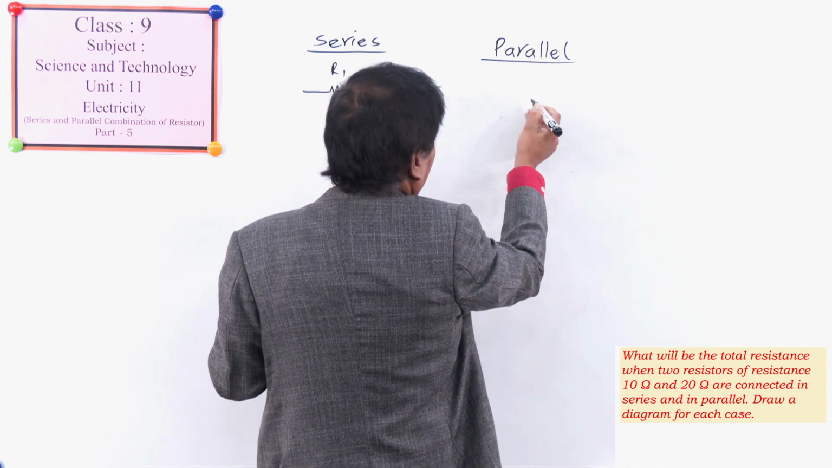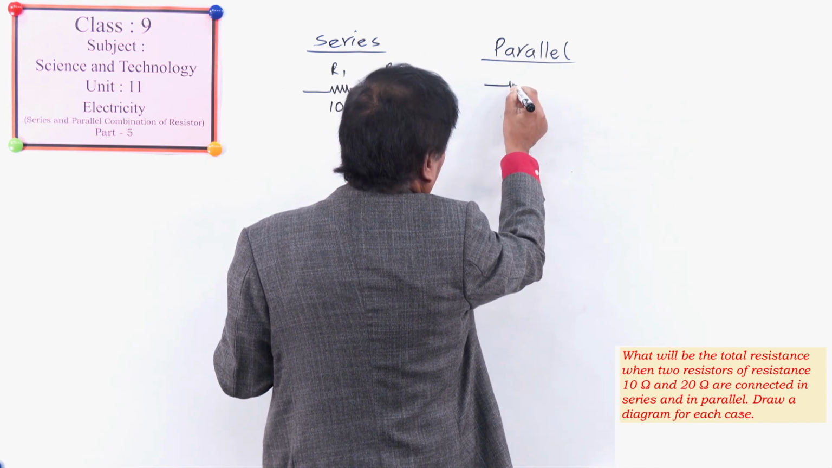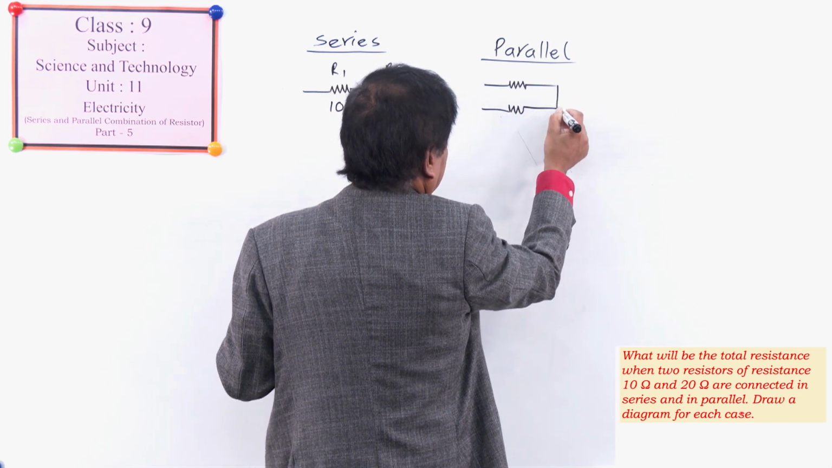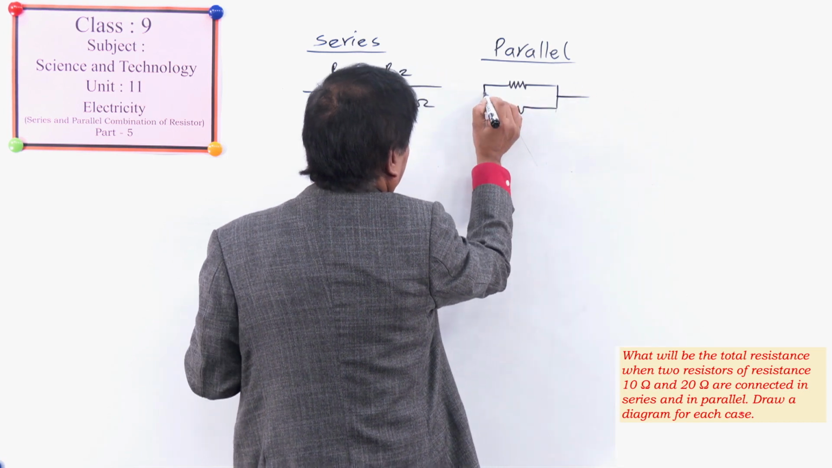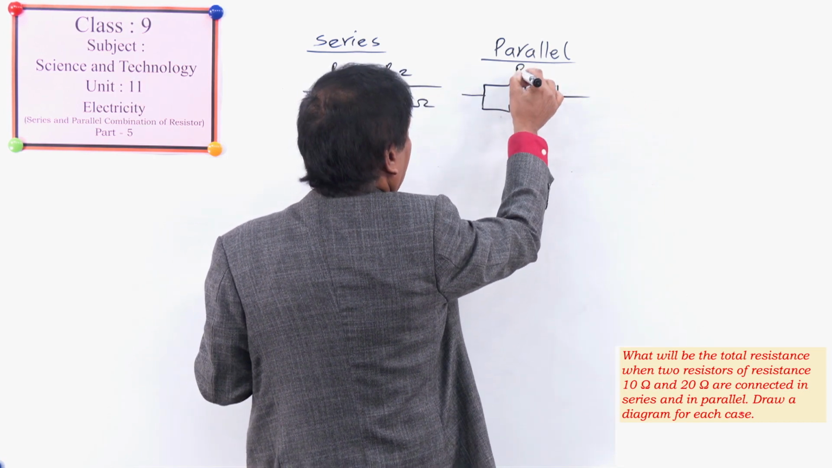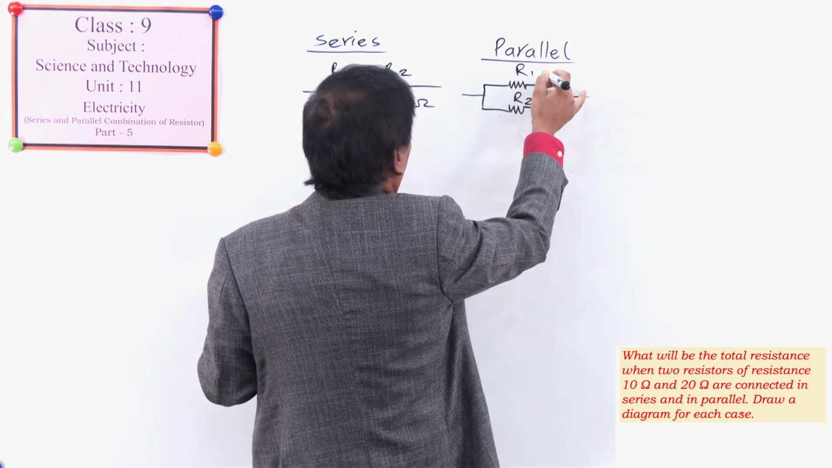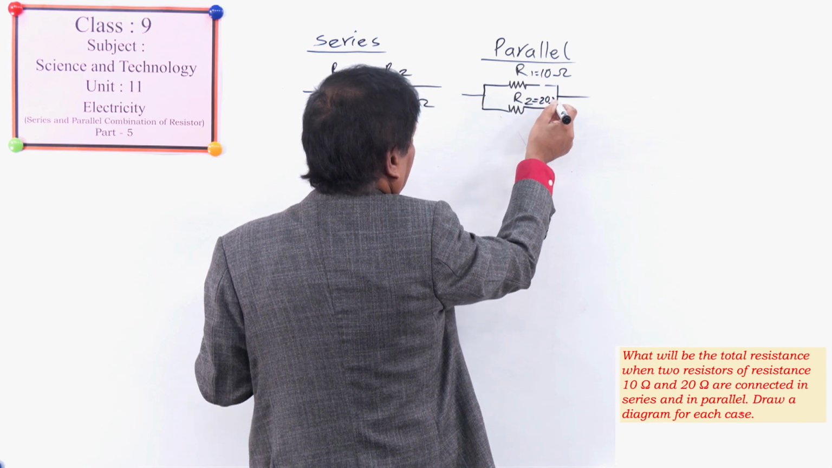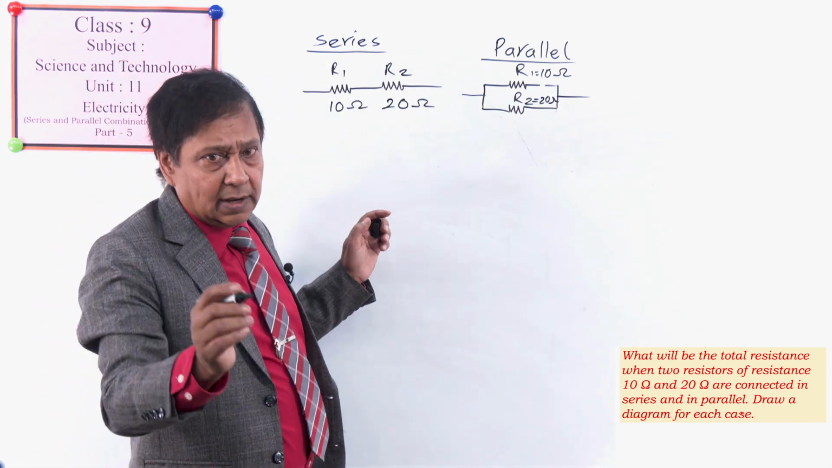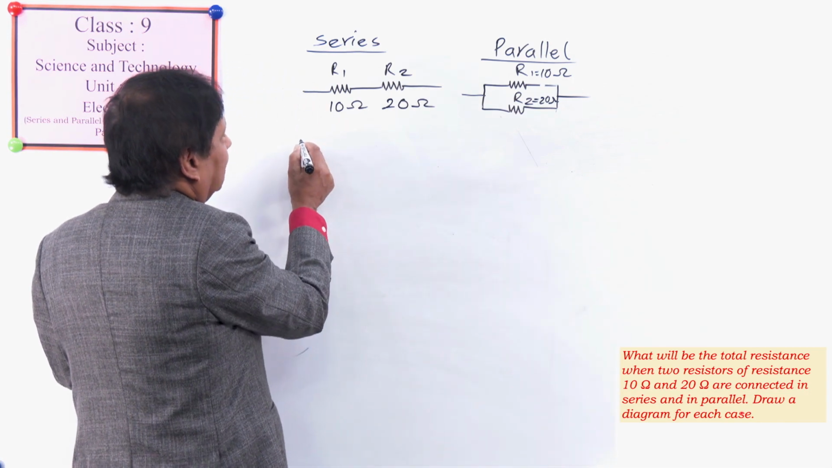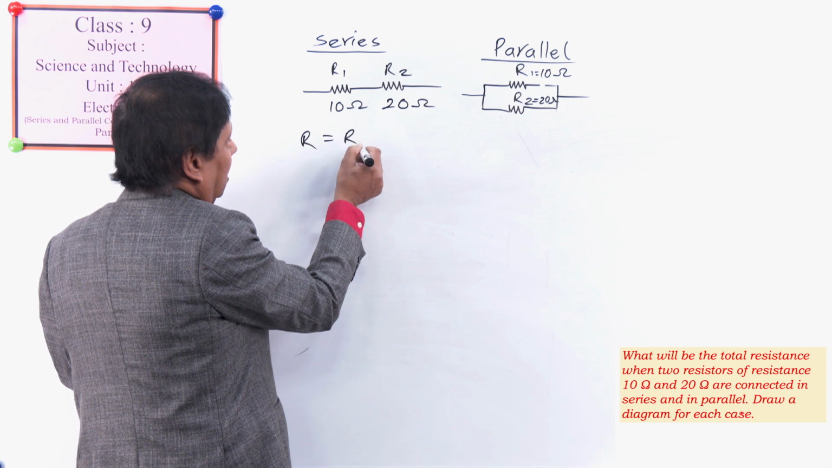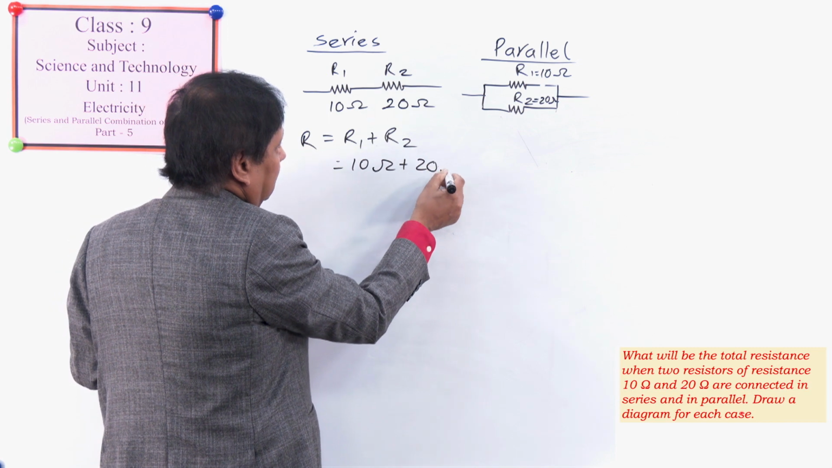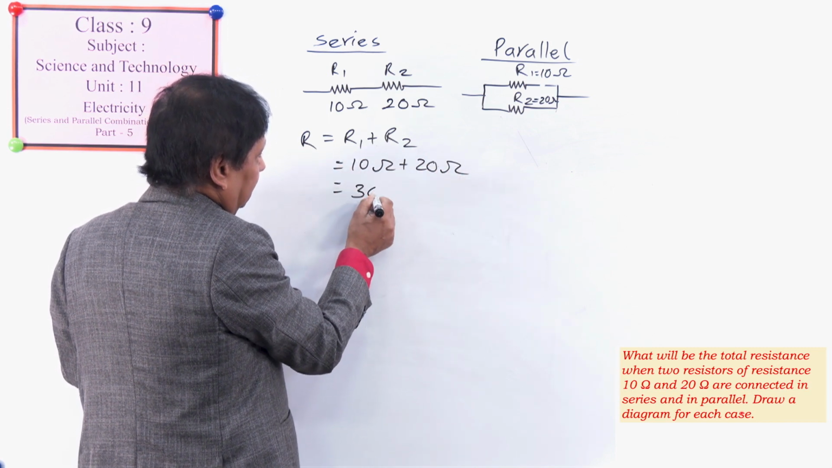In the parallel connection, this is the first resistor and this is the second resistor. We are connecting them in parallel this way. This is R1, this is R2, and R1 is 10 ohm and R2 is 20 ohm. Okay. Now we have to calculate the total resistance. In this case, the total resistance R is equal to R1 plus R2. This is equal to 10 ohm plus 20 ohm, and this is equal to 30 ohm.